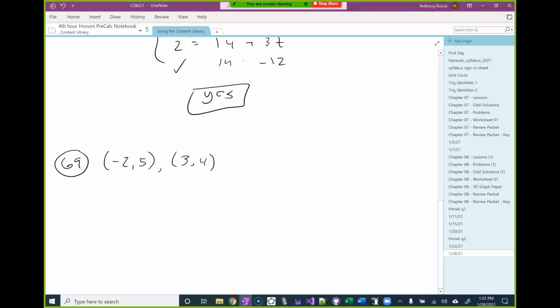So in order to write the equation for the line, what I need is a point and a slope. So let's pick one of these. I'm just going to pick the first one. And then I'm going to make the slope. So let's do 5 minus 4 over -2 minus 3. So I have -1/5 for my slope.